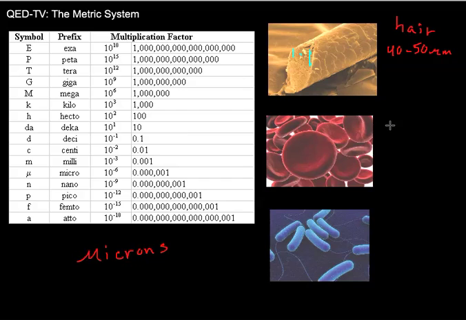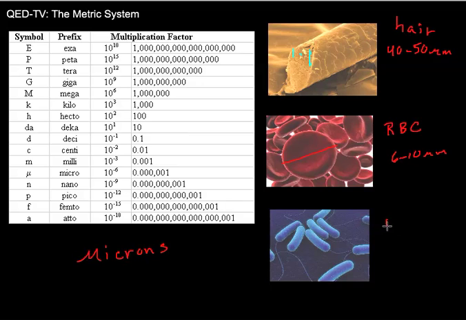These here, if you're in biology, you might recognize these. These are red blood cells. And red blood cells are smaller than the width of hair. They're about 6 to 10 micrometers distance across these red blood cells.